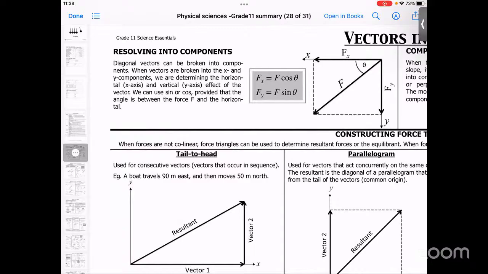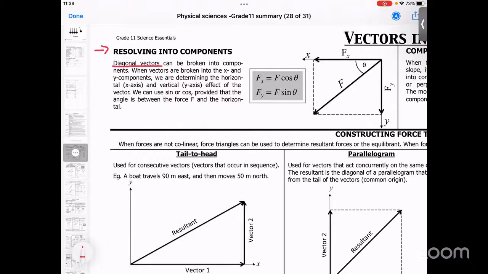We will just do it part by part, where we are going to be looking at vectors in two-dimensional view. So maybe let me do this so that you'll have an idea of where I am. Resolving into components. Okay, diagonal vectors can be broken into components. I think this statement alone actually tells a lot. So it is a diagonal vector that can be broken down into components.